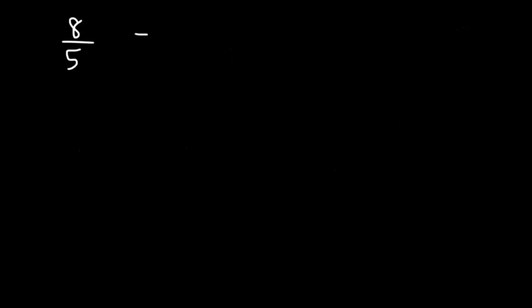8 over 5 minus 2 over 3 plus 9 over 4. So go ahead and add these three fractions. This time, to find a common denominator, we're just going to multiply 5, 3, and 4. It may not be the least common multiple, but it is a common denominator, just so you know.